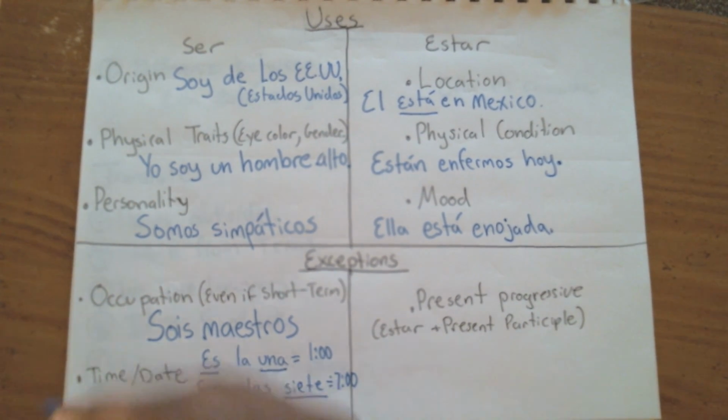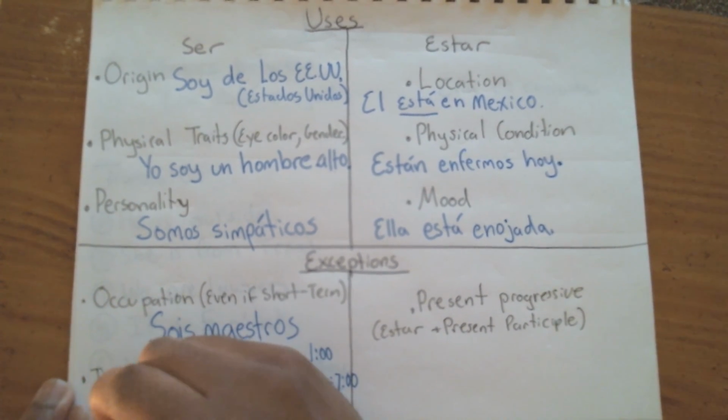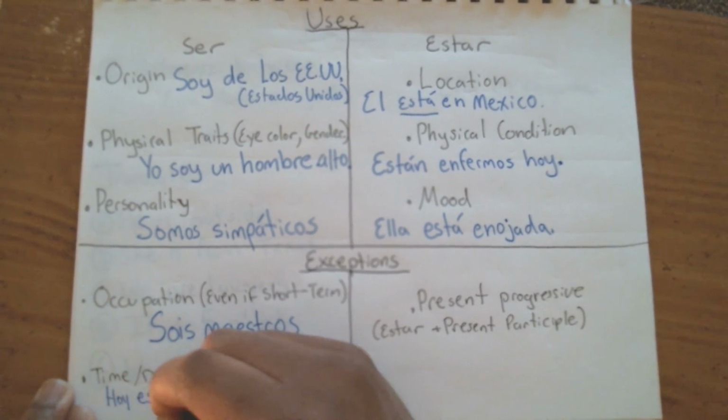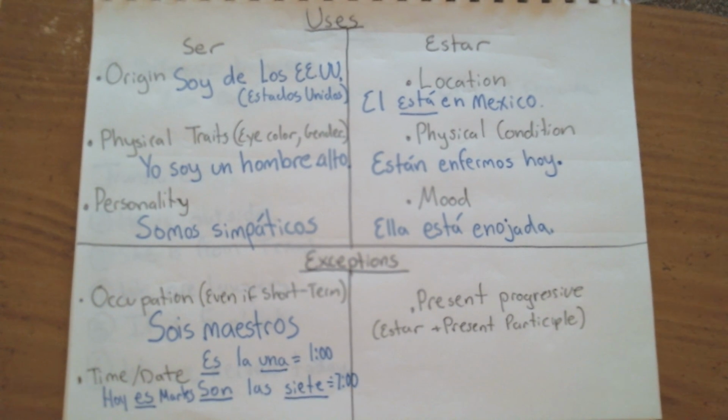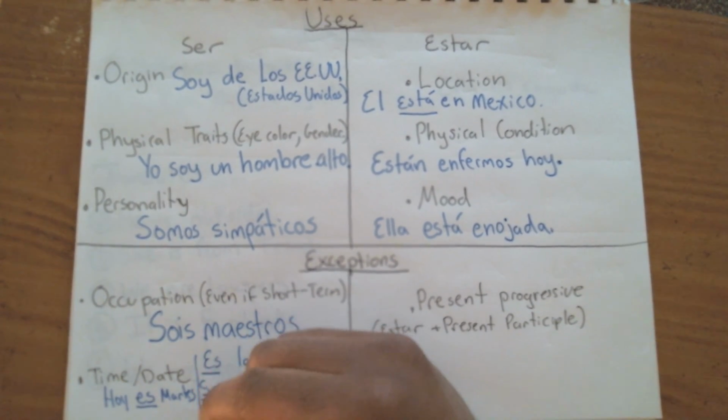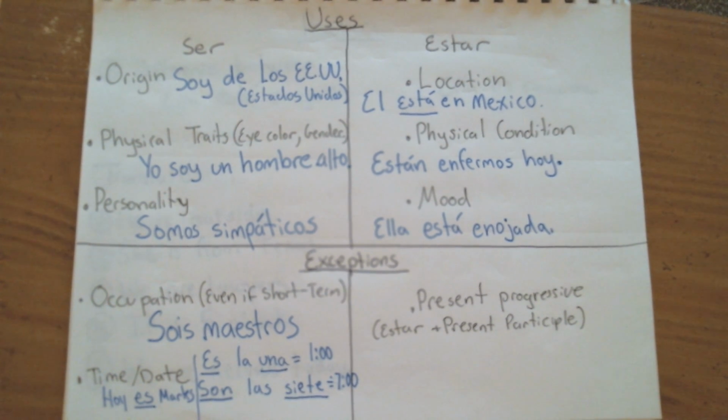How about date? You would say hoy es martes, okay? Today is Tuesday, all right? Hoy es martes. Now, you might be asking yourself, why is it that you use es, which is permanent, to describe the day that it is when the day is subject to change? When tomorrow is going to come. It's not going to be today forever. So why would you use ser for that?